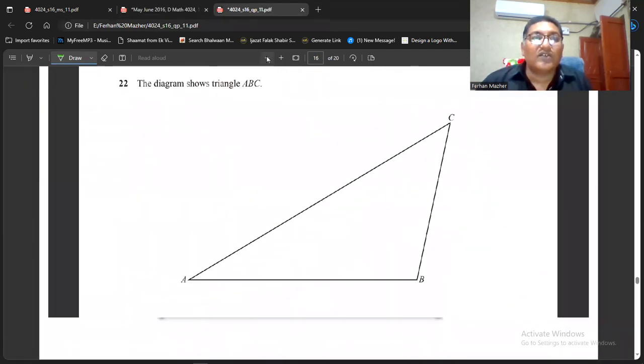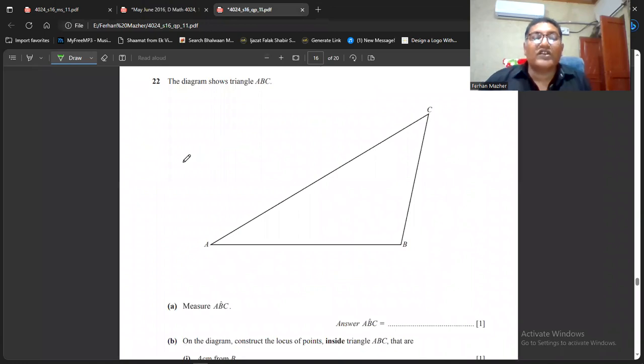Okay, so now we are going to the next question. That is question number 22. It says the diagram shows the triangle ABC. Measure the angle ABC. This word is very important. It says measure. Measure means that you use an instrument to actually measure this. So we will measure this angle ABC. This angle is supposed to be measured.